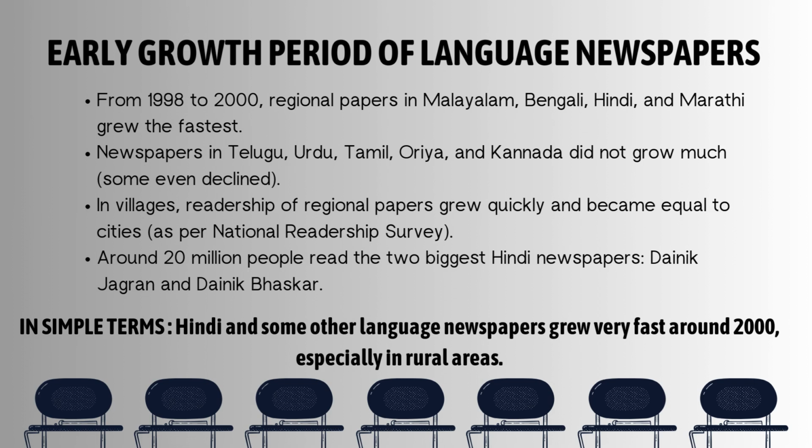Early growth period of language newspapers. From 1998 to 2000, regional papers in Malayalam, Bengali, Hindi, and Marathi grew the fastest. Newspapers in Telugu, Urdu, Tamil, Oriya, and Kannada did not grow much, some even declined. In villages, readership of regional papers grew quickly and became equal to cities, as per the National Readership Survey. Around 20 million people read the two biggest Hindi newspapers, Dainik Jagran and Dainik Bhaskar. In simple terms, Hindi and some other language newspapers grew very fast around 2000, especially in rural areas.